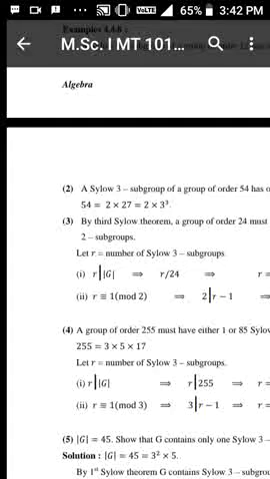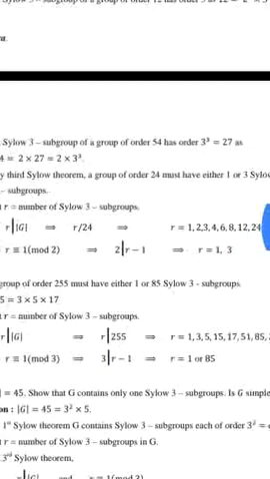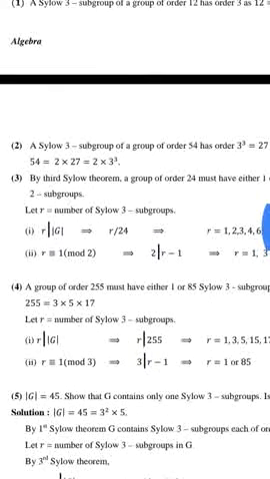Today I will discuss the examples on Sylow theory. Now see here examples. A group of order 255 must have either 1 or 85 Sylow 3 subgroups. Solution.